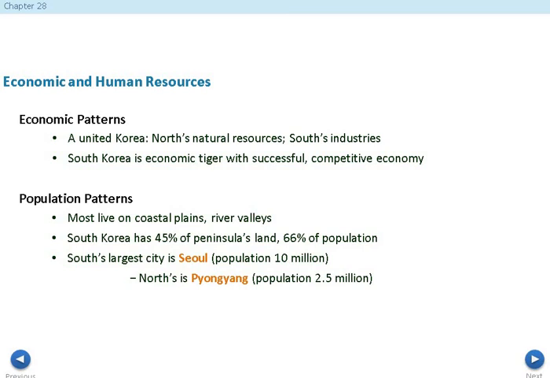South Korea has 45% of the peninsula's land and 66% of the population. The South's largest city is going to be Seoul, with a population of about 10 million. The North's is going to be Pyongyang, which has a population of about 2.5 million.